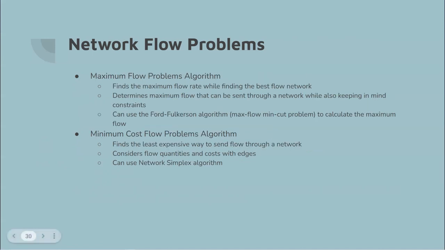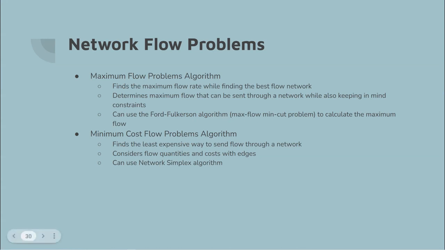So our next one is going to be the maximum flow problem algorithm. The maximum flow problem algorithm finds the maximum flow rate, while at the same time finding the best and most optimal flow network. It determines the maximum flow rate that can be sent through a network, while also keeping in mind constraints.